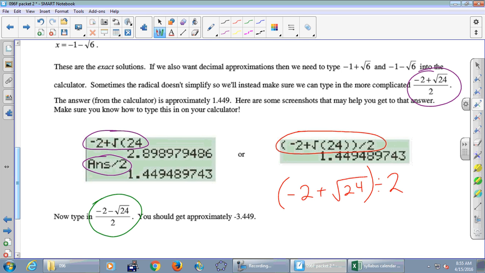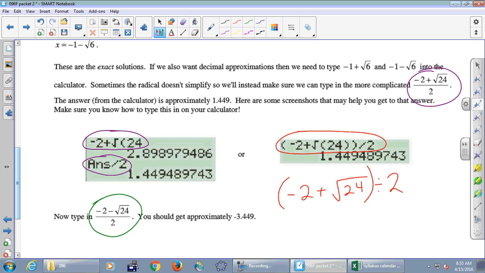Yeah, that's it. Divided by 2. Yeah, that does it. As long as you get there, however you get there is good. All right, so negative 3.449. We got the second one. Yep. Got them both. Super. You're doing crazy things here, Evan.